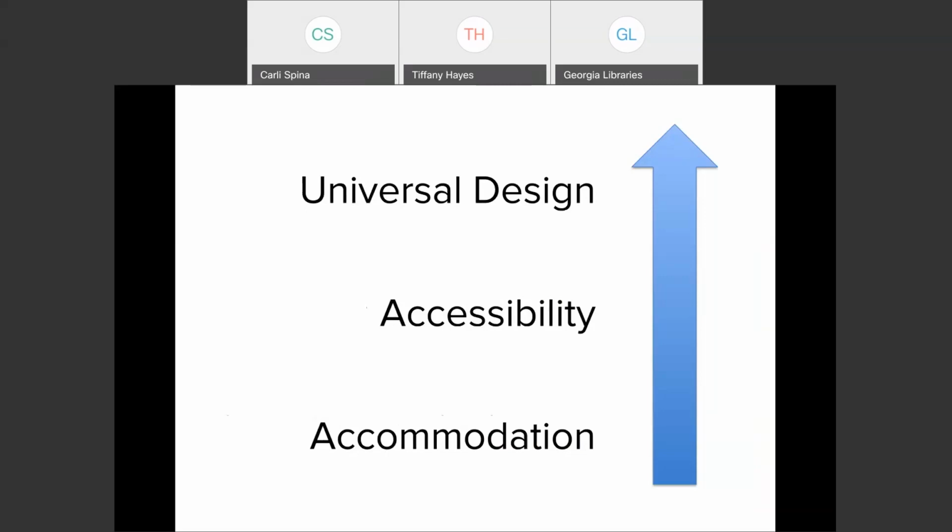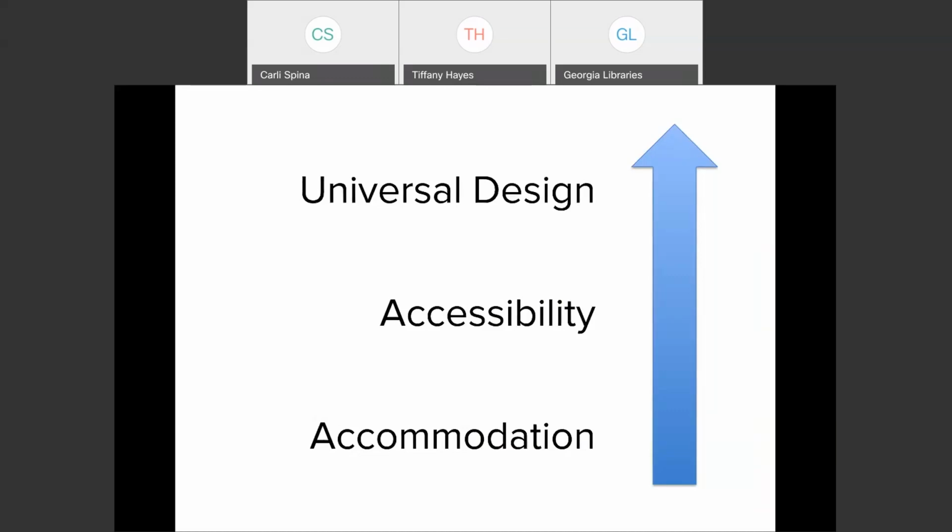Often with accommodations, it will end up being a situation where you're not getting quite full use. You're only getting the use of the major features of a service, or you're being separated from the rest of the users while being able to use something. And so accommodations have a lot of limitations inherent with them.